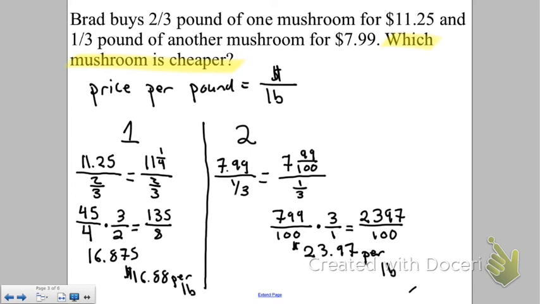Now the question is asking which mushroom is cheaper. The mushroom that's cheaper is the one that costs less money per pound. So mushroom 1 is cheaper.